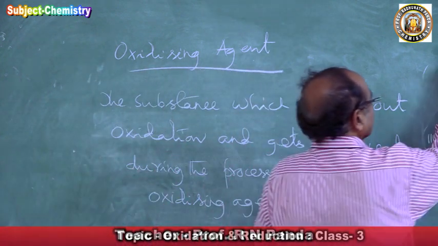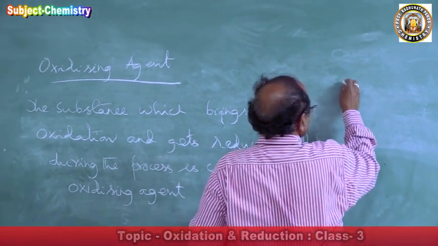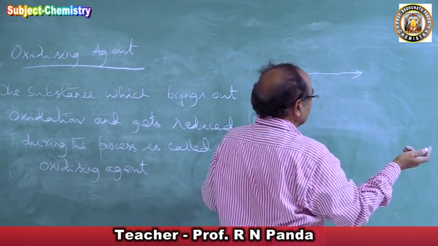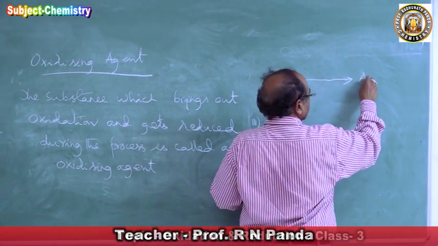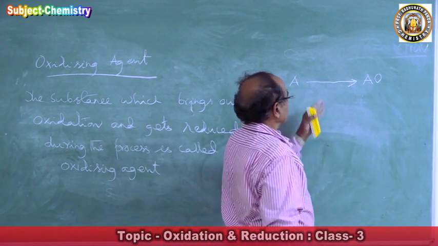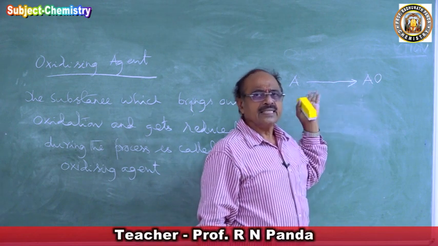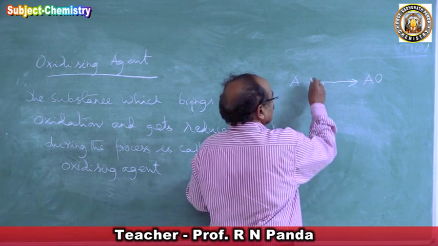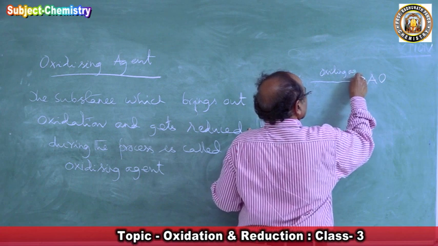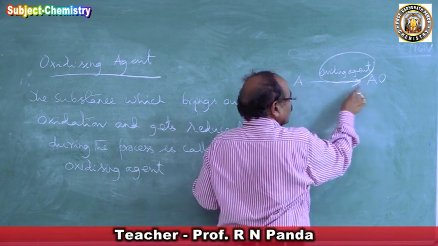So suppose we have a substance A, and we are oxidizing this. Oxidizing this means what? It will form AO, a compound, by addition of oxygen, or removal of hydrogen, or it has increased its positive valency, or decreased its negative valency, anything like that happens. So who does it? The oxidizing agent will do it. So this oxidizing agent is bringing out oxidation.